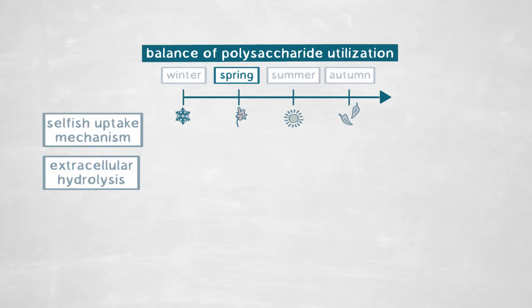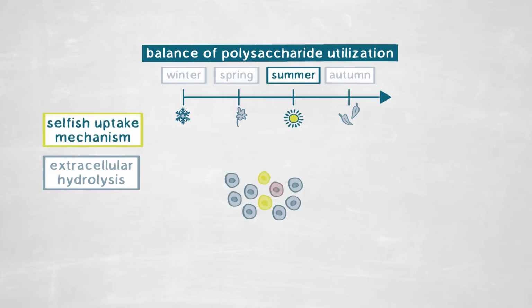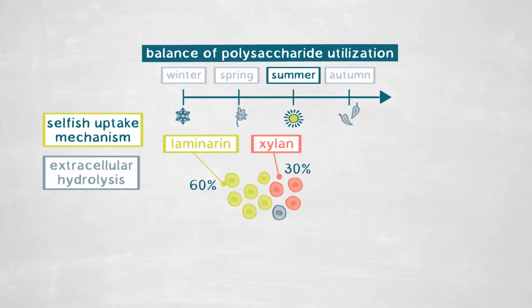But then going on to summer, we could see that there's a rapid increase in the selfish uptake of laminarin and xylan. It was surprising to see that already 60% of all cells could use laminarin as a substrate in summer, and that actually 30% of the cells use xylan through the selfish mechanism.